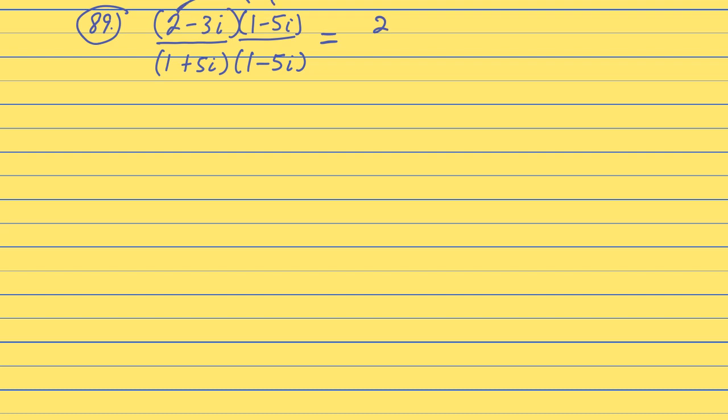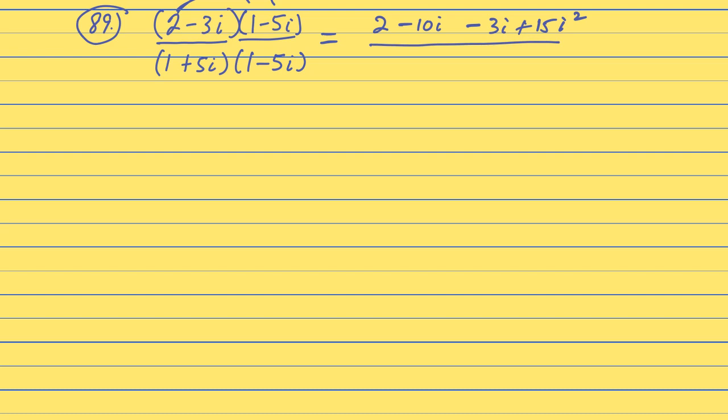2 times negative 5i gives you negative 10i. I apologize, it's negative 10i, not i squared. So 2 times 1 is 2. 2 times negative 5i is negative 10i. Negative 3i times 1 is negative 3i. And then negative 3i times negative 5i gives you 15i squared.